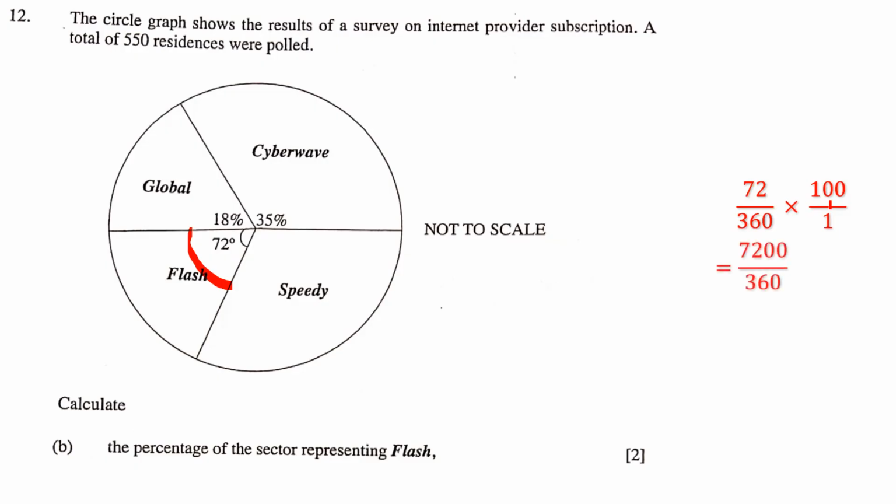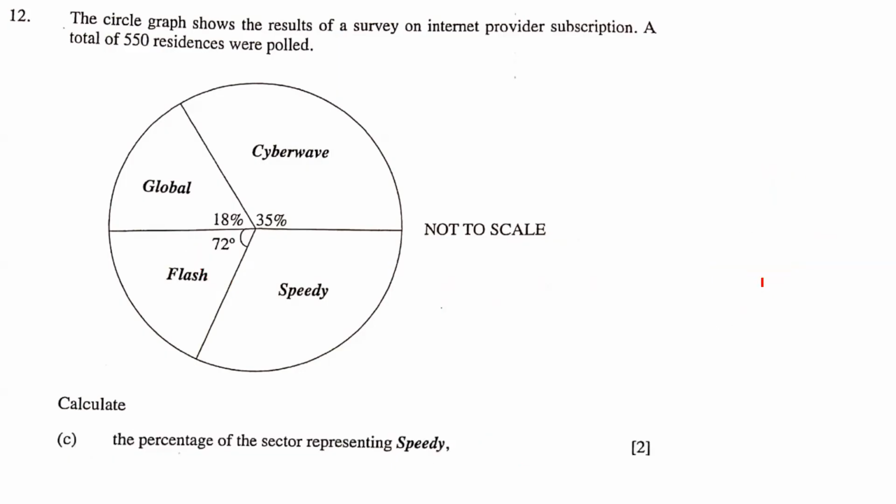How do we do it? We know that 72 multiplied by 100 is 7,200, and 360 multiplied by 1. So we multiply the top together, we multiply the bottom together. 360 times 1 is 360. So we have 7,200 divided by 360. That's going to be equal to what? 20. And so the percentage representing flash is 20%.